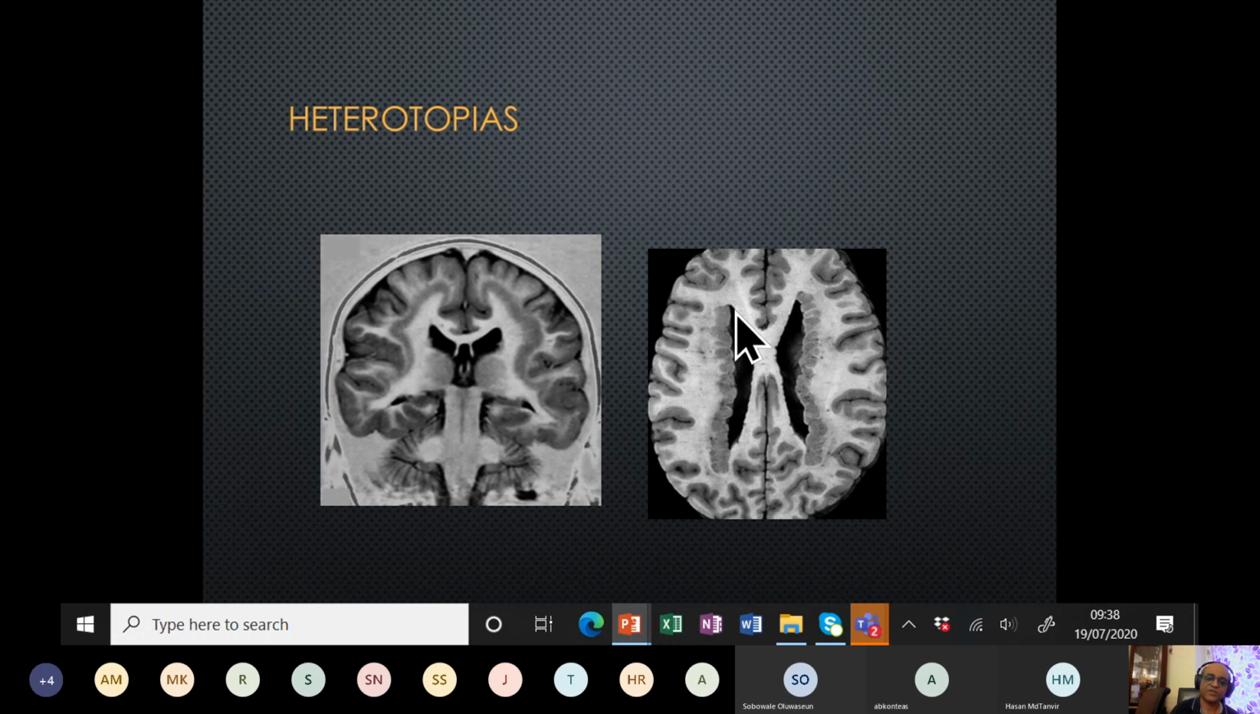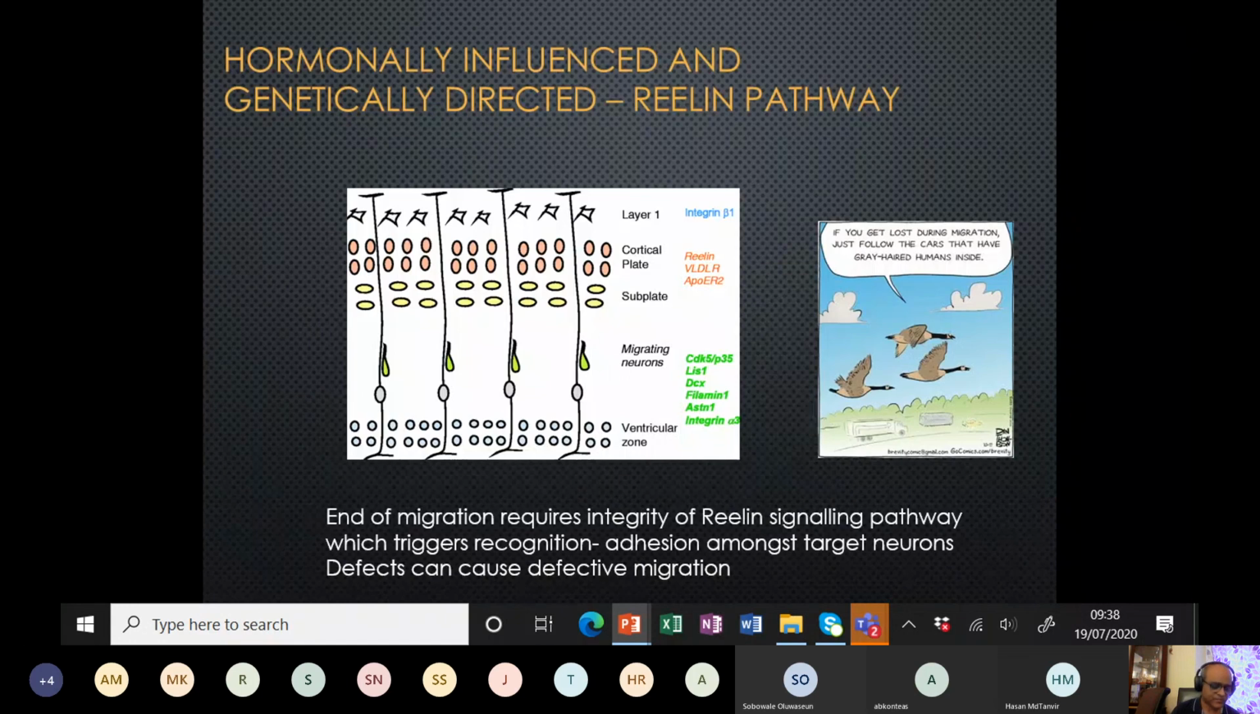This is another patient where actually the arrest has occurred much earlier on. Here they have not been able to leave. Some of course have left this layer and reached up to the cortex, but there is this band of abnormal gray matter which has not been able to do so, and this is periventricular or subependymal heterotopia.